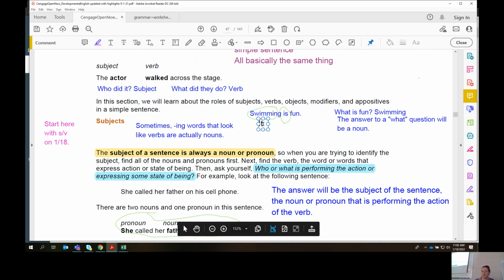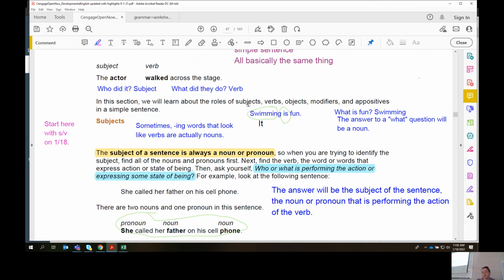And then we briefly touched on the idea that these ing words are called gerunds. These ing words look like verbs, but they're not always verbing. Sometimes they're being nouns, like this word swimming right here. It's sitting in the subject seat. It's probably being the subject of a sentence.